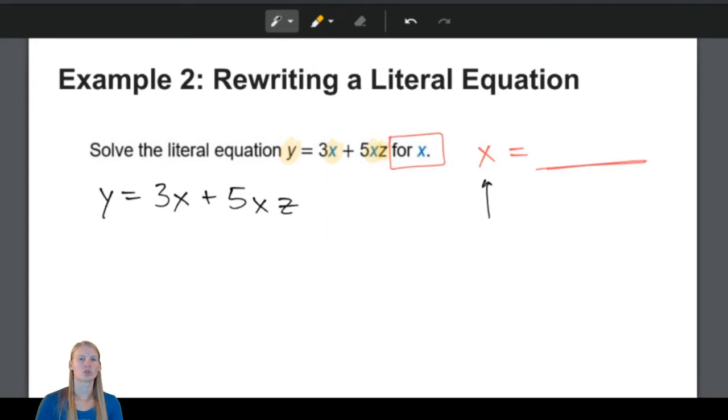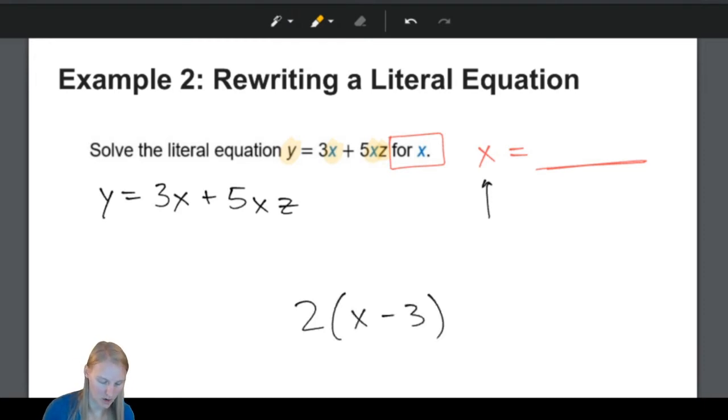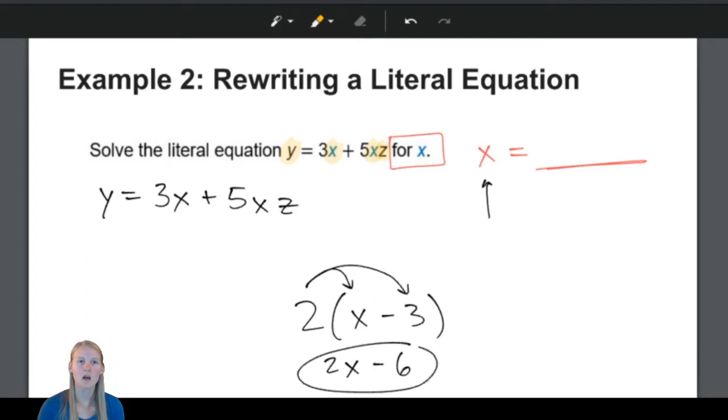Okay, so we're going to do something that we haven't done yet before. Remember when we had 2 times x minus 3, right? And we would say, all right, the 2 goes to the x and it goes to the -3, and I'm going to multiply 2 by x and 2 times -3, and I'm going to get something like this. So that's called distribution. We can do the opposite of distribution, and we can undistribute things.